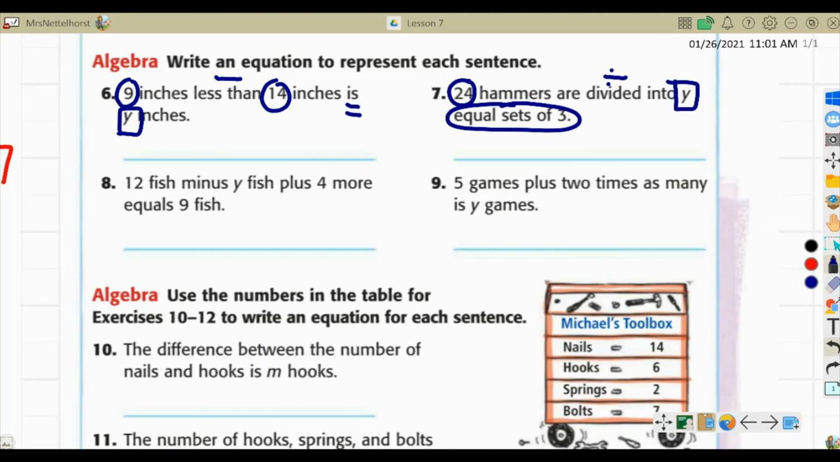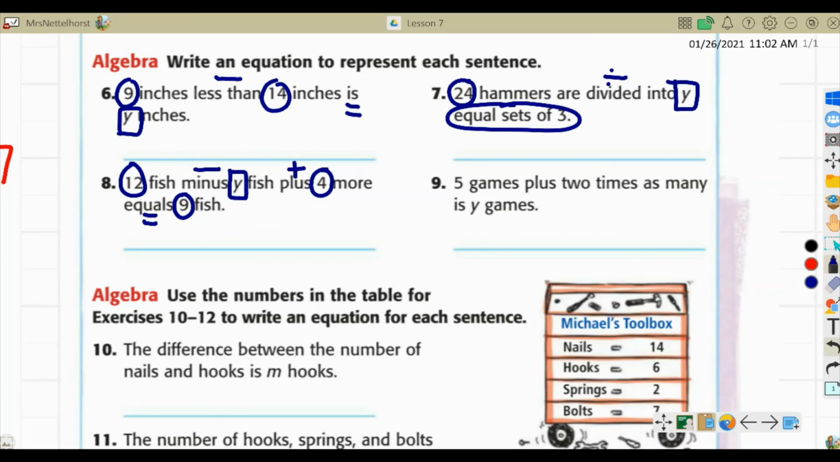Number 8, 12 fish minus y fish plus 4 more equals 9 fish. This reminds me of 1 fish, 2 fish, red fish, blue fish. 12 fish minus y fish plus 4 more equals 9 fish. You could say it like Dr. Seuss. Okay, now that we've had fun, I have 12 fish. I have 4 more, and I have the word equals 9. Okay, 12 fish minus my unknown y fish plus 4 more equals 9 fish.